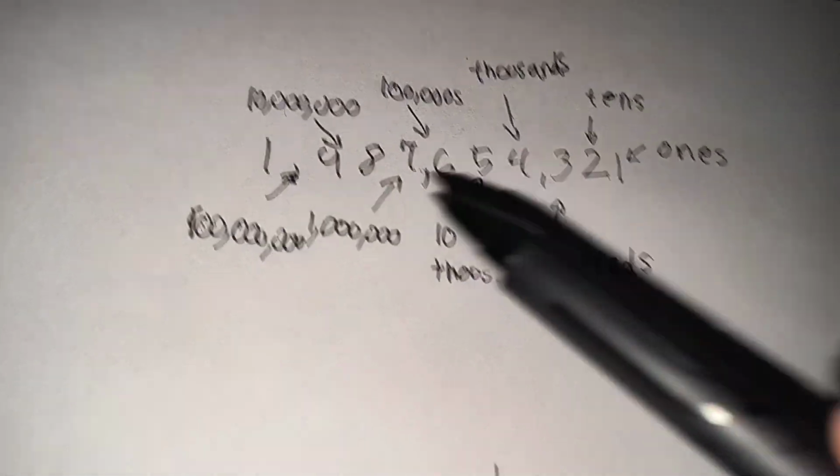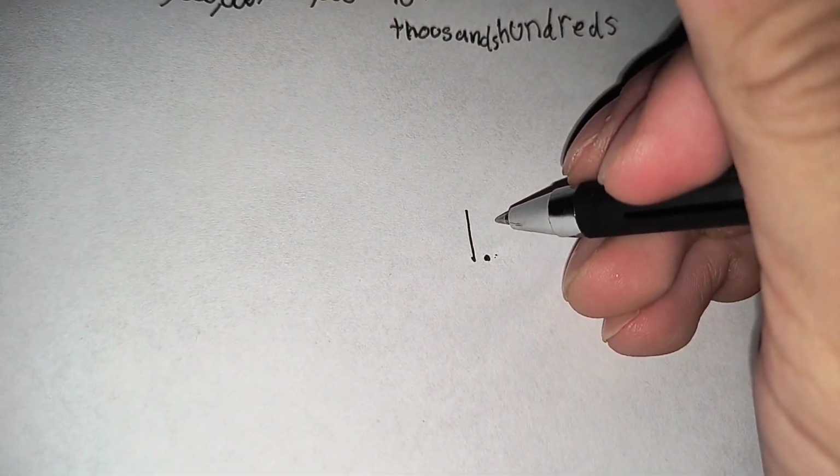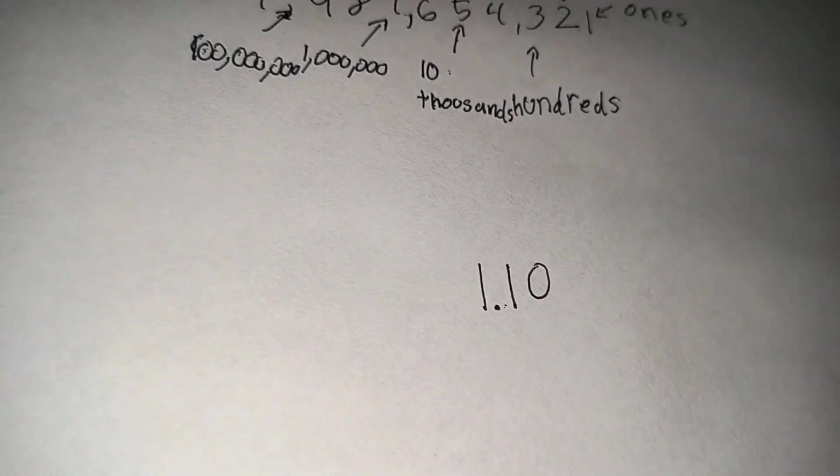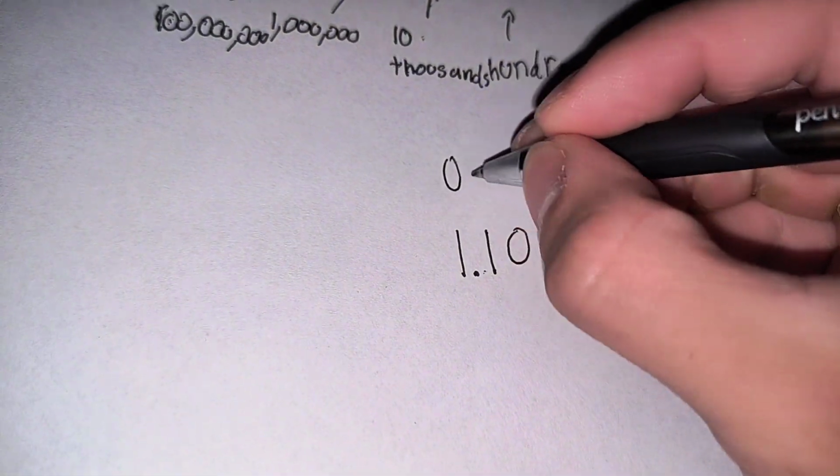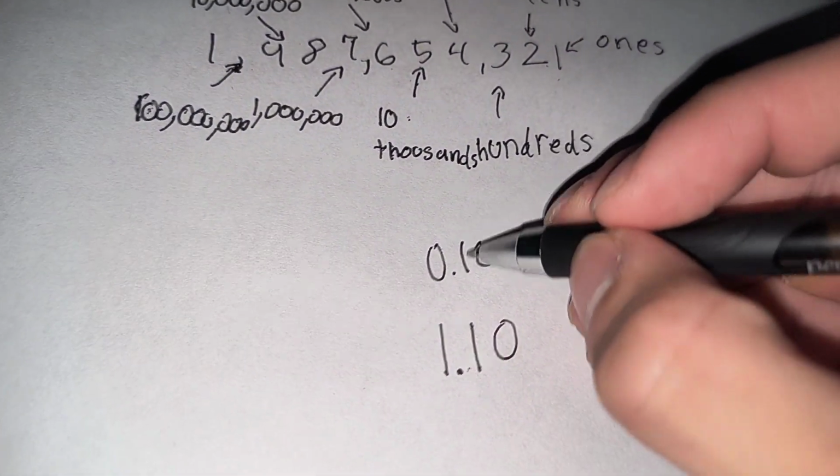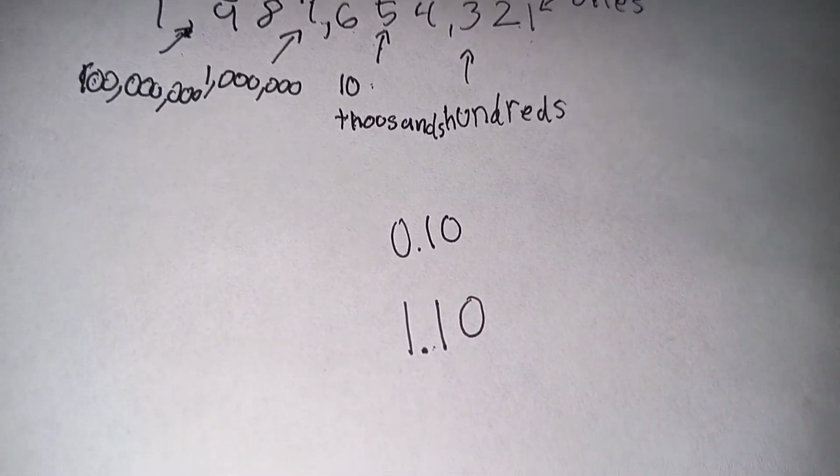But just like we have place values here, we have place values behind the number. We'll start with the tenths place, the tenths decimal place. Why is it called the tenths decimal place? Any decimal that's right here is considered a tenth decimal place.